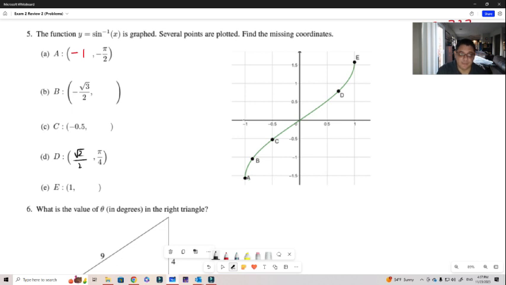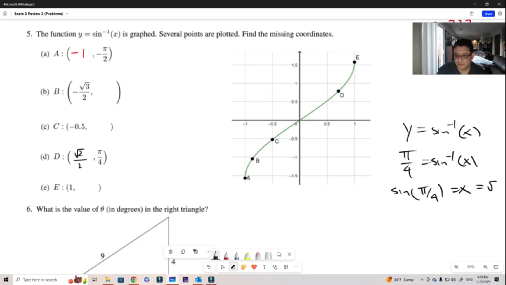And one way of obtaining this value is to notice that this is y. So if y equals sine to the minus 1 of x, that means that pi over 4 is sine to the minus 1 of x, or that sine of pi over 4 is x. And if you remember, that's going to be a square root of 2 over 2, or that's what you get if you use the calculator, and so you can find that value.